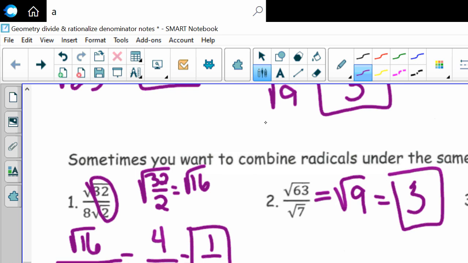All right, number 3, I have 3 square roots of 14 divided by the square root of 7. Underneath the radical, 14 to 7, I can divide that. I still have the 3 out front. 14 divided by 7 is 2. There's nothing I can do with the square root of 2, so my answer is just 3 times the square root of 2.